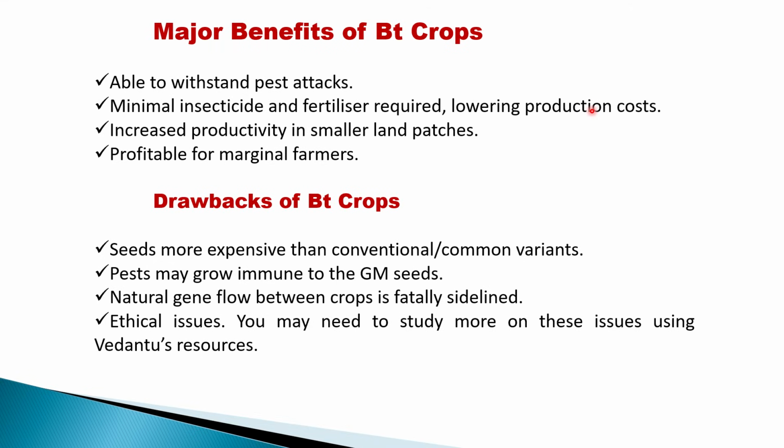When you use the gene directly, you do not need insecticide, and you do not need that much fertilizer either, compared to what you use for a normal crop. Productivity increases on smaller land patches, because if you save your crop, productivity will increase. It is profitable for marginal farmers, because they cannot buy varieties of insecticides and fertilizers. So with gene resistance, everything will be fine.